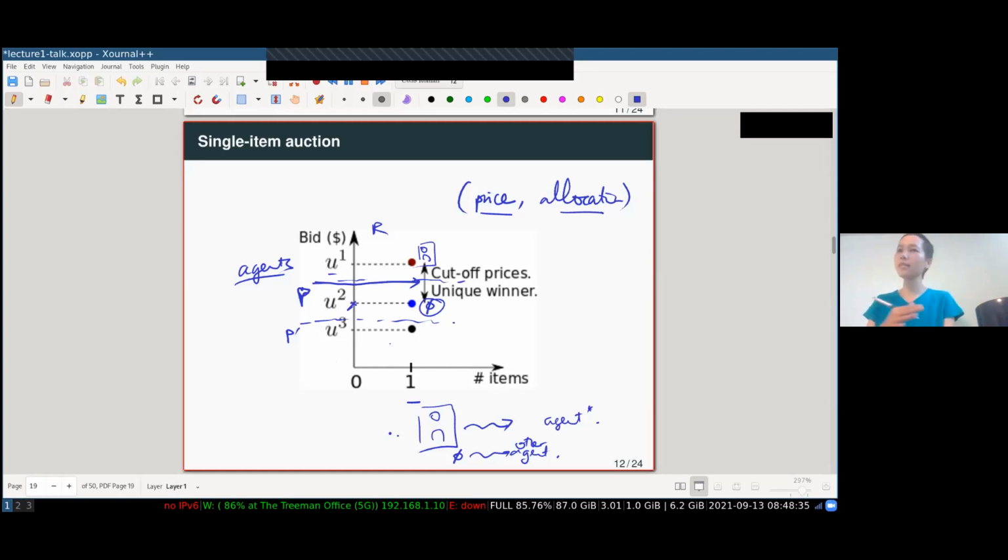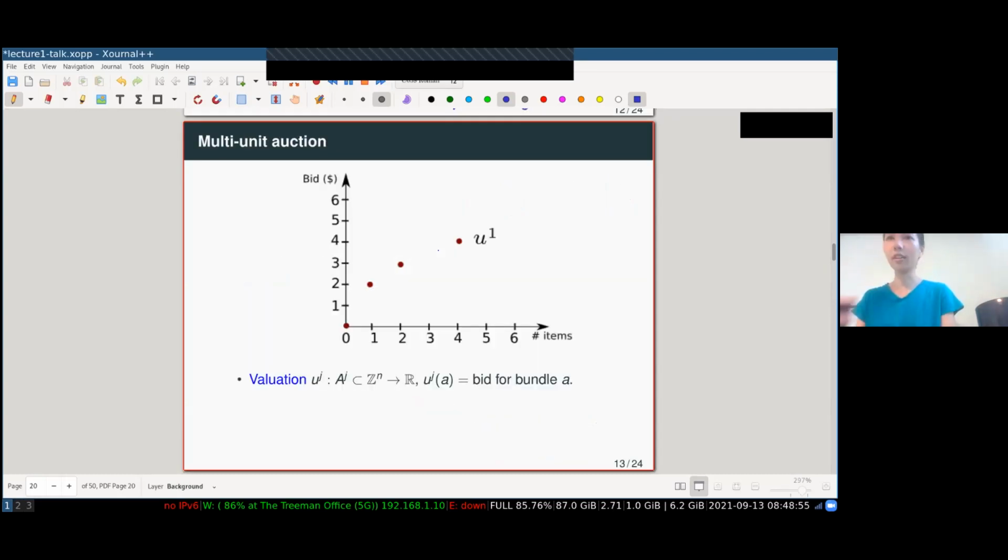So for the single item, you can always find a price and an allocation, right? That's very clear from this picture. As long as people are bidding real numbers and they don't have the probability of coinciding, then I can always get a unique winner. Okay. Now let's look at the case where I do a multi-unit auction.